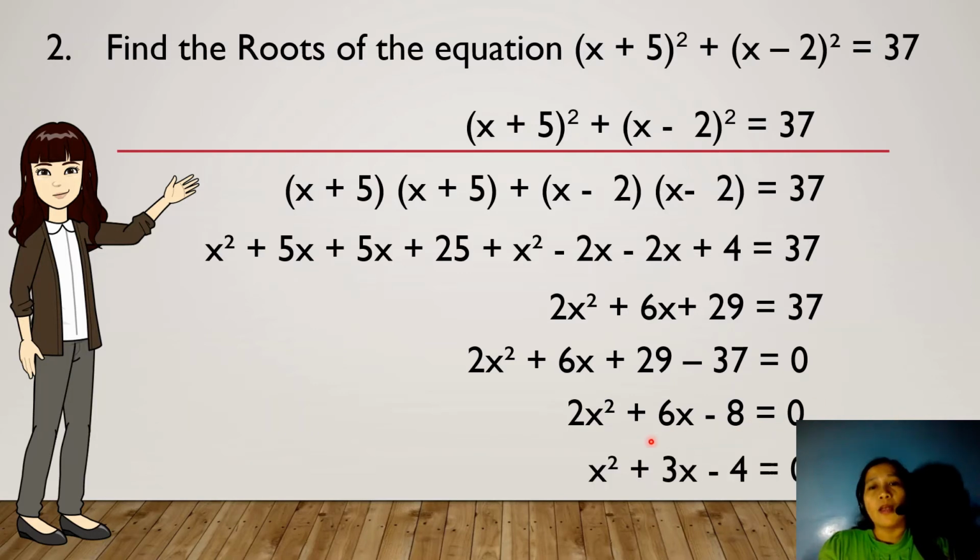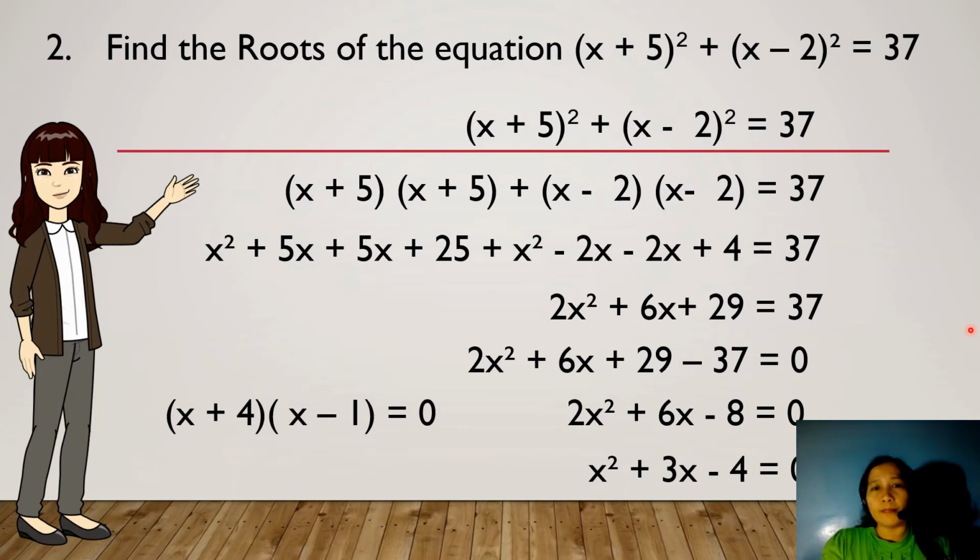And we will divide all terms by 2, since they are divisible by 2. So 2 divided by 2 is 1, so it becomes x squared. 6 divided by 2 is 3, and 8 divided by 2 is 4, equals 0. So our standard form is x squared plus 3x minus 4 is equal to 0.